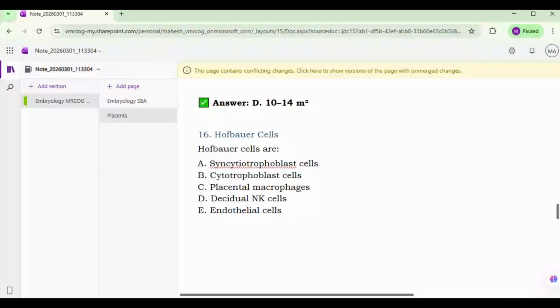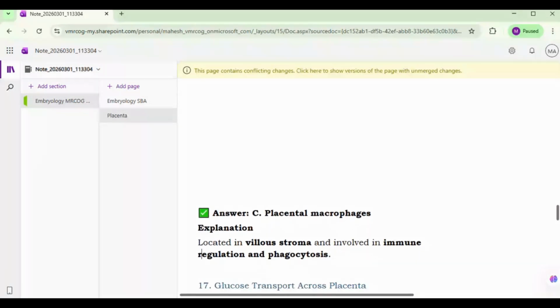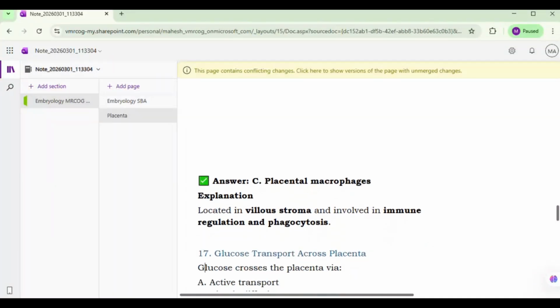Hofbauer cells are placental macrophages, option C. Everything we have covered in the lecture. Placental macrophages, the Hofbauer cells, are located in the villous stroma and are involved in immune regulation and phagocytosis.